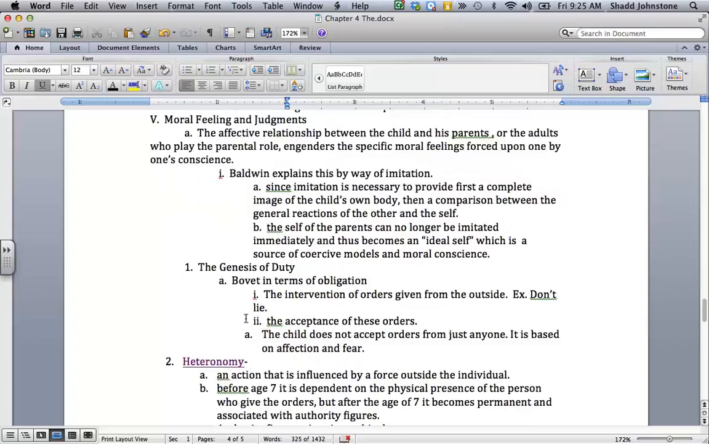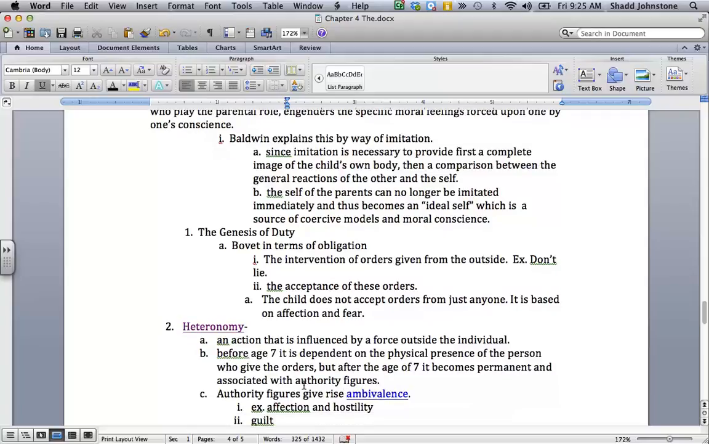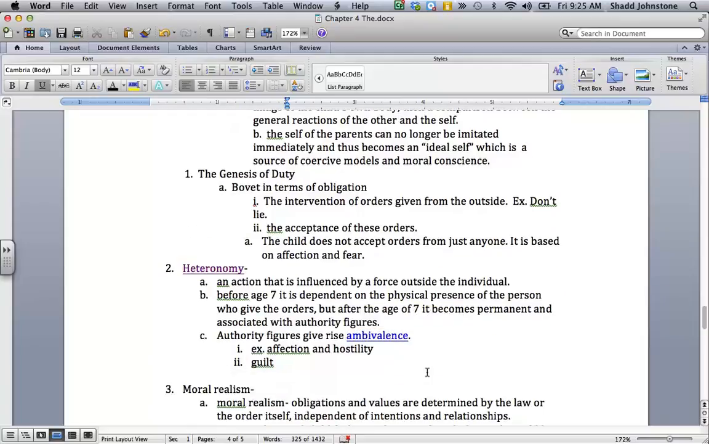Then we get into the genesis of duty, which we can tell kids don't lie, but they don't figure it out till later why we don't lie. And the heteronomy, which I hope I'm pronouncing these right, which is outside influences, and how we do influence kids, and there's also, I had to look up ambivalence. That helped me a lot to understand this chapter.